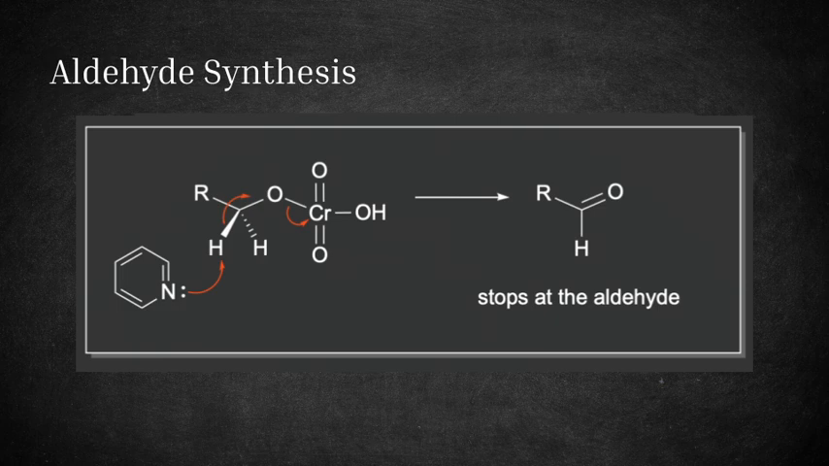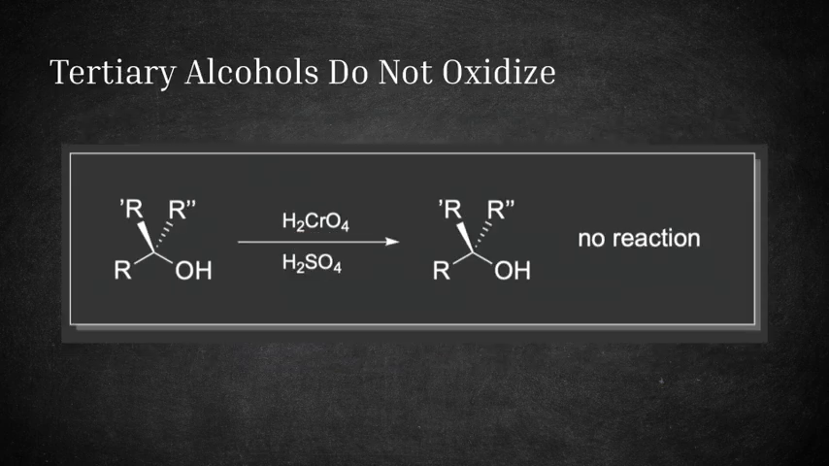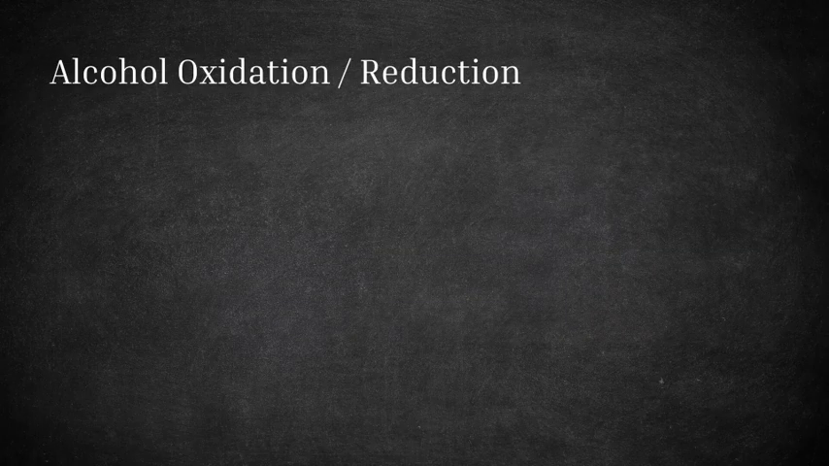a carboxylic acid. Lastly, tertiary alcohols do not undergo oxidation to form carbonyl-containing compounds because there is no hydrogen atom on the carbon bearing the hydroxyl group that can be replaced with a carbon-oxygen bond. Now that we've explored the oxidation reactions of alcohols to form carbonyl-containing compounds, let's move on to the reactions that can reduce these carbonyl compounds back to alcohols.